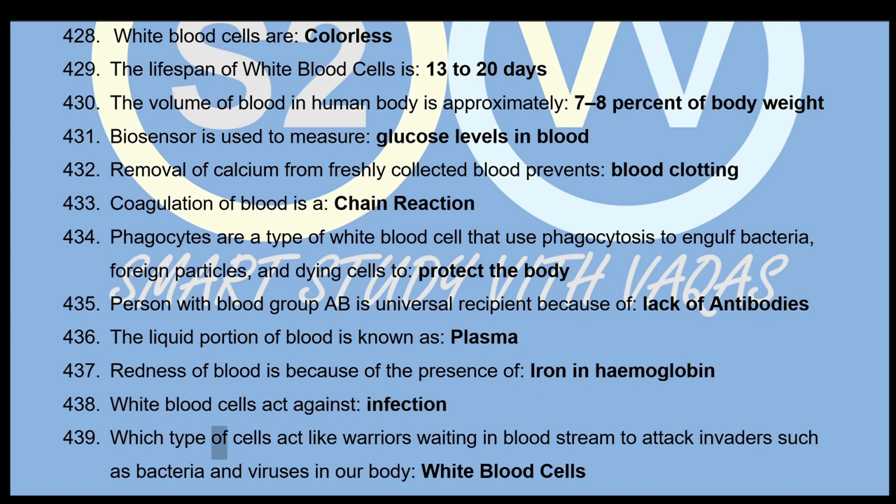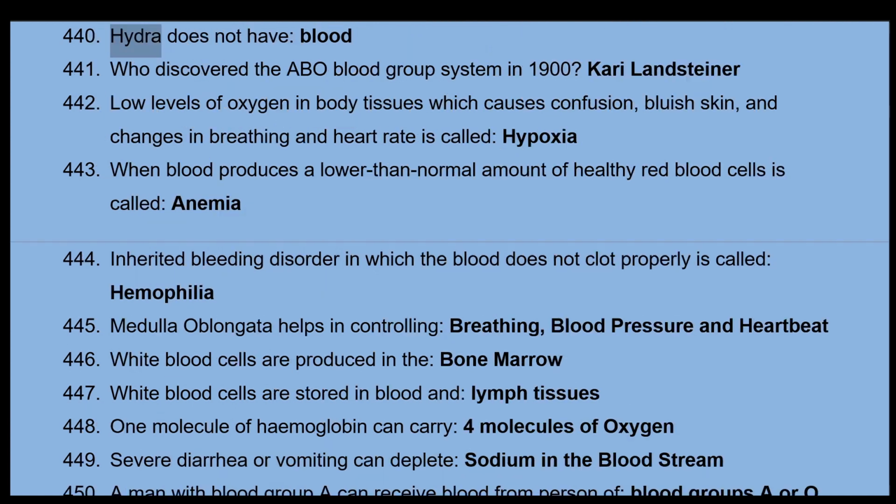Which type of cells act like warriors waiting in the bloodstream to attack invaders such as bacteria and viruses in our body? White blood cells. Hydra does not have blood. Who discovered the ABO blood group system in 1900? Karl Landsteiner.